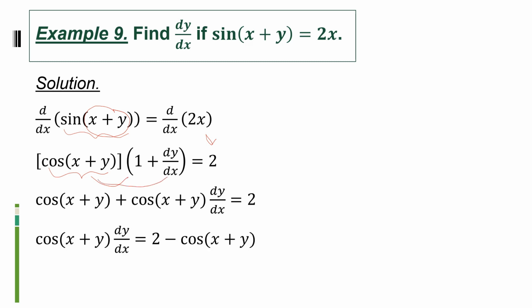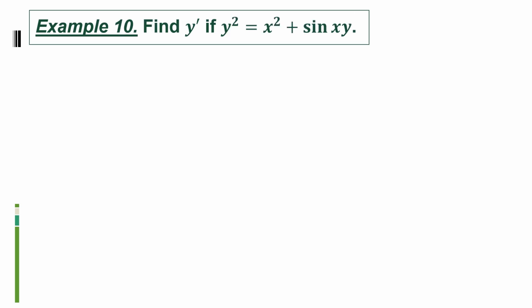By transposition, we have cosine of x plus y times dy over dx equals 2 minus cosine of x plus y. Or that is now, dy over dx is equal to 2 minus cosine of x plus y all over cosine of x plus y.